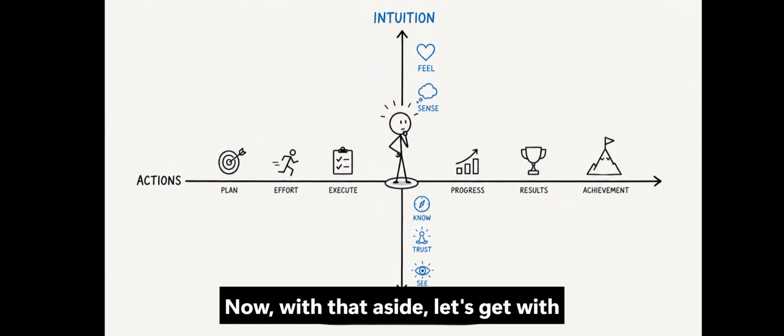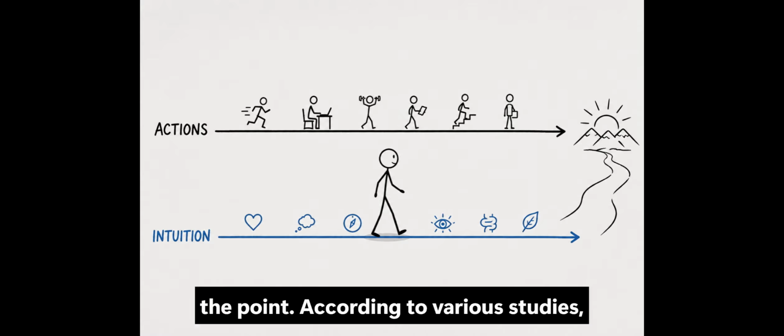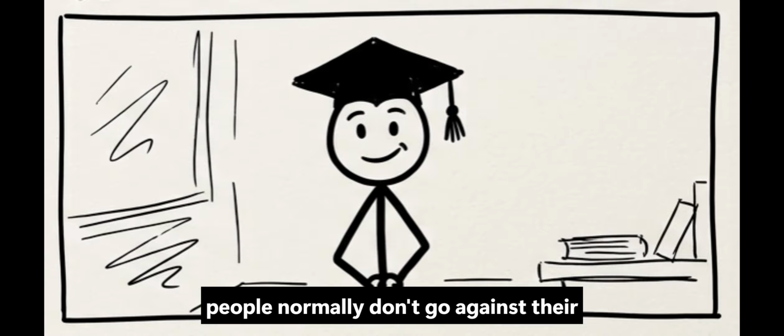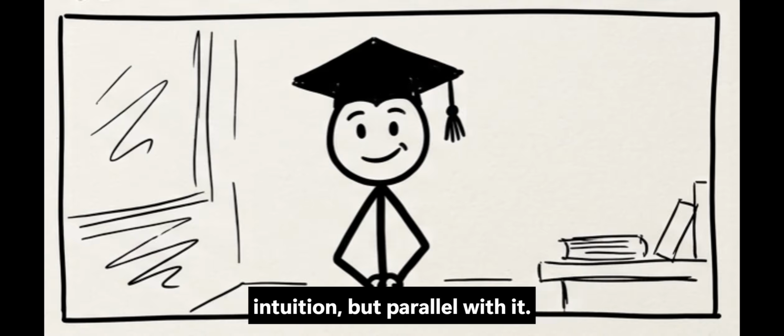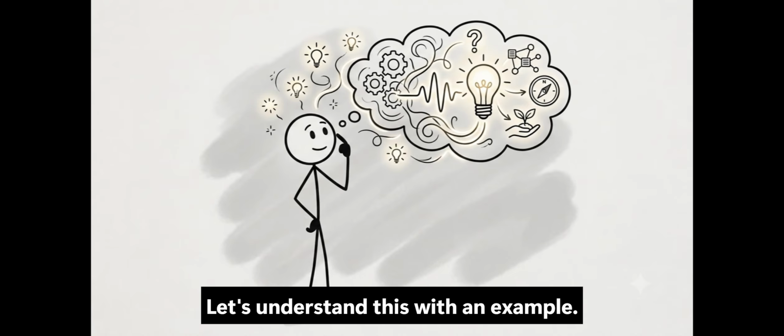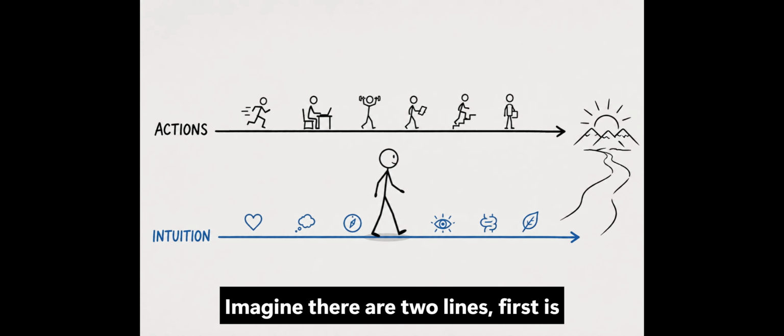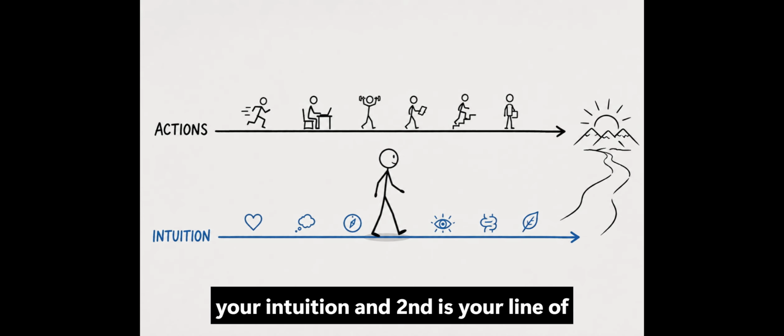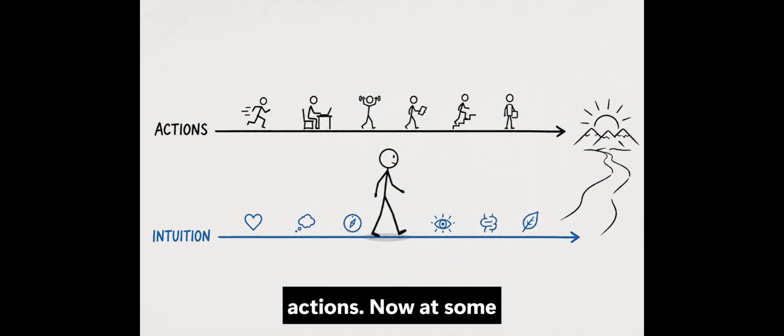Now, with that aside, let's get to the point. According to various studies, people normally don't go against their intuition, but parallel with it. Let's understand this with an example. Imagine there are two lines. First is your intuition, and second is your line of actions.